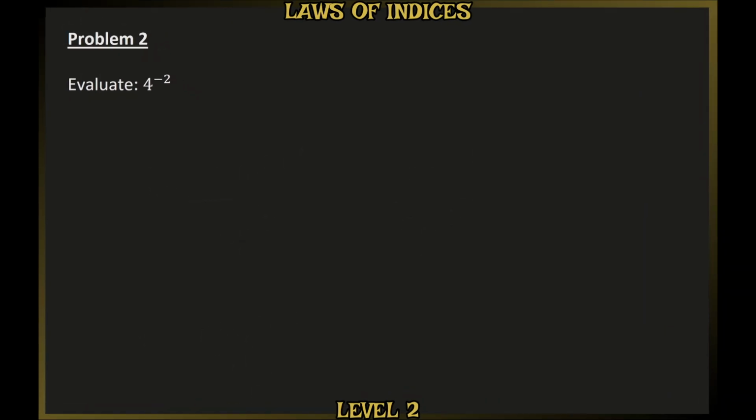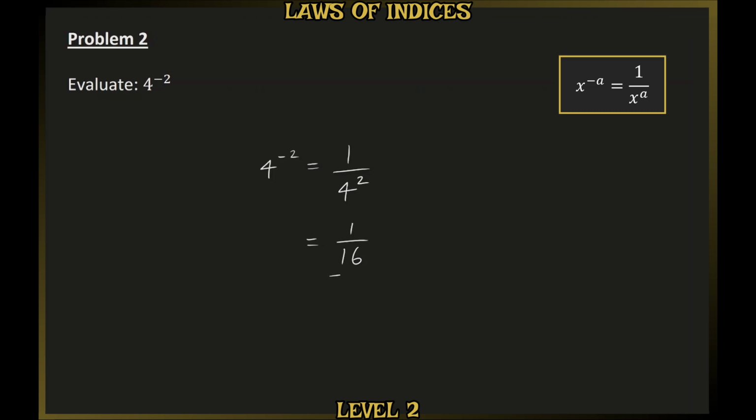In problem 2, we're evaluating 4 to the power of minus 2, which means we need to find its value. Since we have a negative power here, we're going to use this law, which allows us to rewrite 4 to the power of minus 2 as 1 over 4 to the power of 2. And since 4 to the power of 2 is 16, we have 1 over 16, or 1/16th, as our final answer.